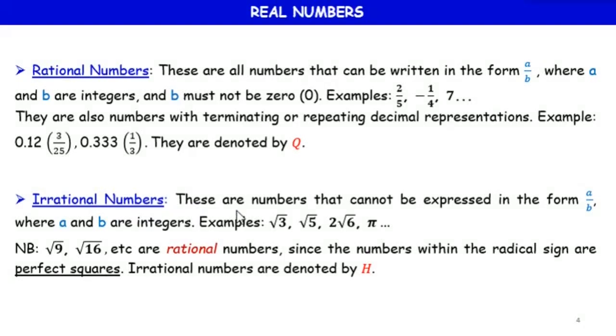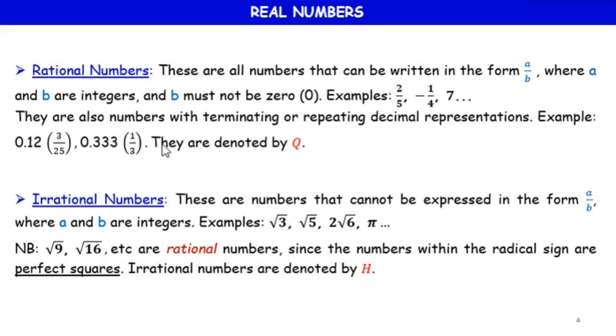So these are numbers that cannot be expressed in the form a over b, where a and b are integers. We'll be taking a quick look at integers very soon. Alright, so we have some examples here: the square root of 3, the square root of 5, 2 root 6, and then pi. Now we cannot express these numbers in the form of a over b. So we say these numbers are irrational numbers.